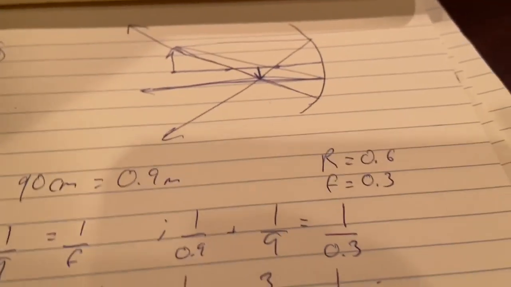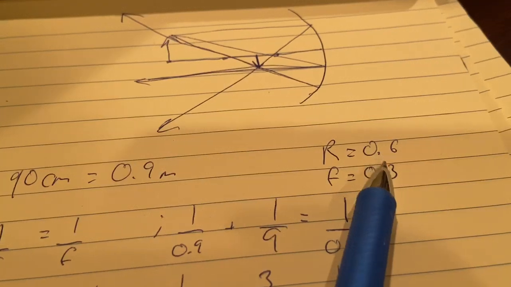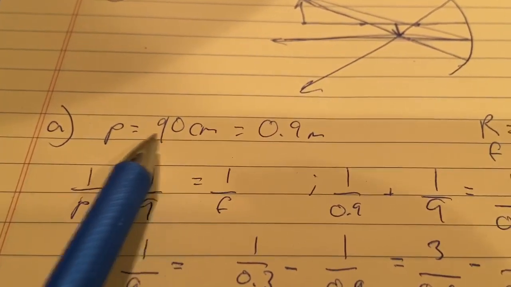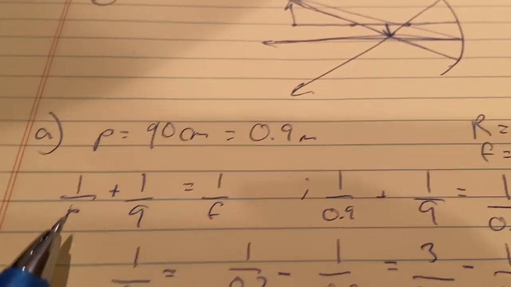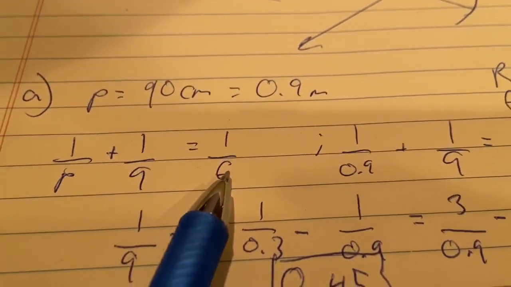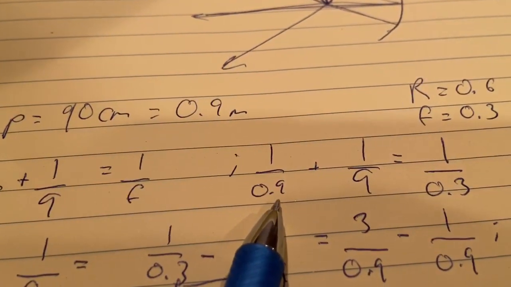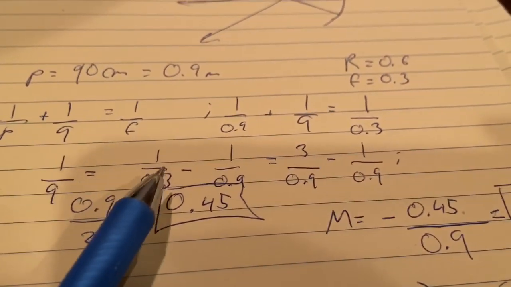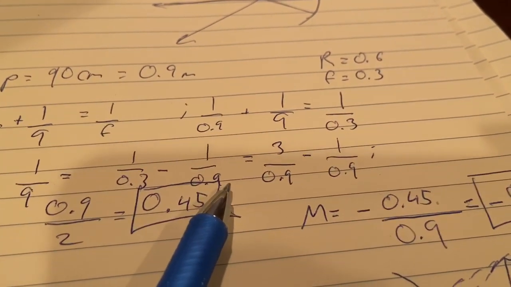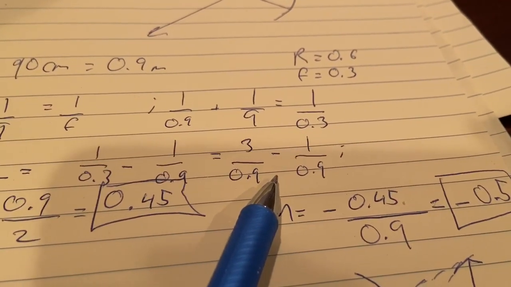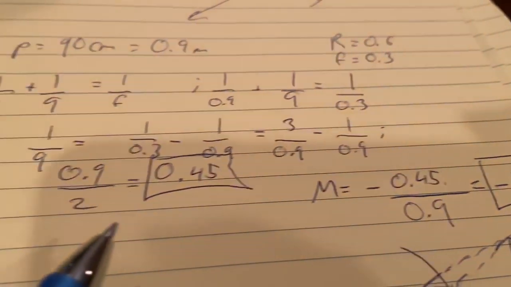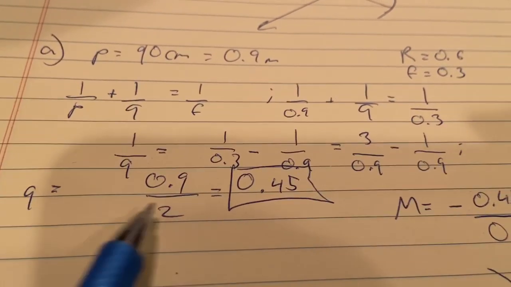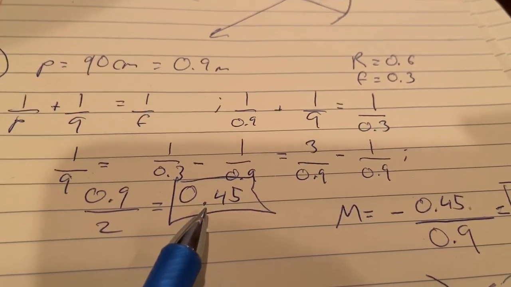We know that our radius of curvature is 0.6 meters or 60 centimeters, so our focal length is half that, 0.3 meters. We know our object distance P is 0.9 meters, so we use the image equation: 1 over P plus 1 over Q equals 1 over F. That's the same as saying 1 divided by 0.9 plus 1 over Q equals 1 over 0.3. 1 over Q equals 1 over 0.3 minus 1 over 0.9, and you can solve that as follows. You have 3 over 0.9 minus 1 over 0.9 to get a common denominator, and that's 1 over Q. Flip that and get Q equals 0.9 over 2, Q equals 0.45.